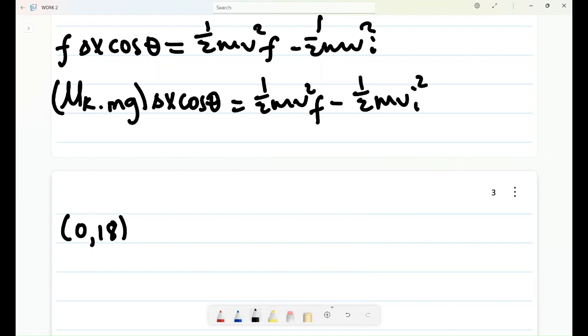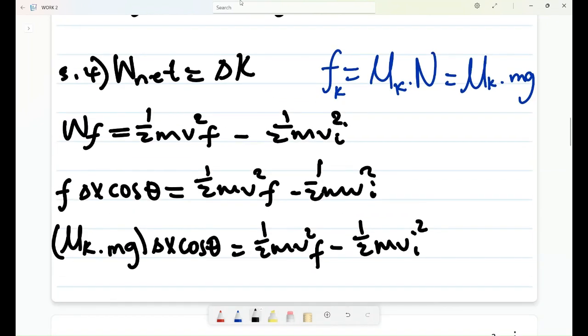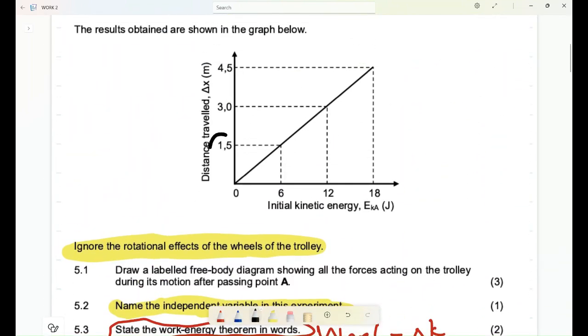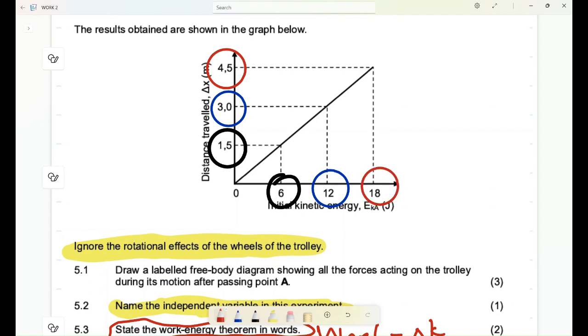What is our mg? The mass we do not have, it is unknown, we are calculating it. What is our gravitational acceleration? Which is 9.8. Your changing x will depend. This is a matter of you choosing. If you choose this changing x, you have to choose this change in kinetic energy as 6. If you use 3 as your change in x, you should use 12 as your kinetic energy. If you use 4.5 as your change in x, you should use 18 as your kinetic energy.